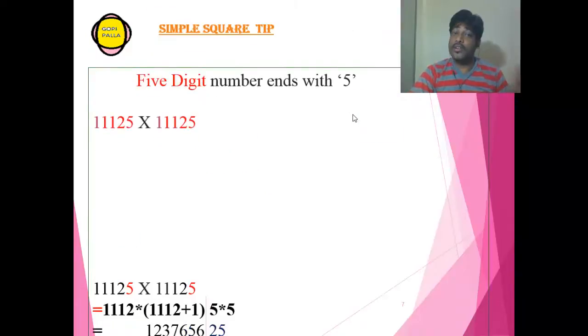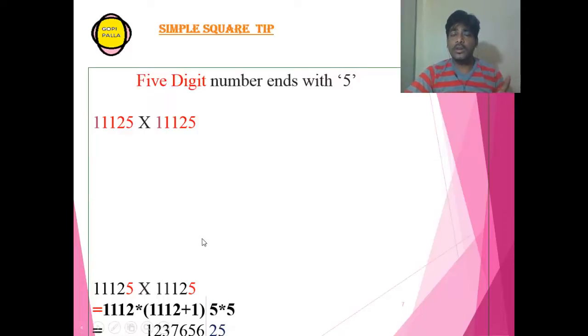Now we'll go to the next one. A 5-digit number ending with 5. So here is 11125 multiplied by 11125. Here also we can use the same tip: 1112 multiplied by 1112 plus 1, because the last digits are 25. So the answer is 123765625.